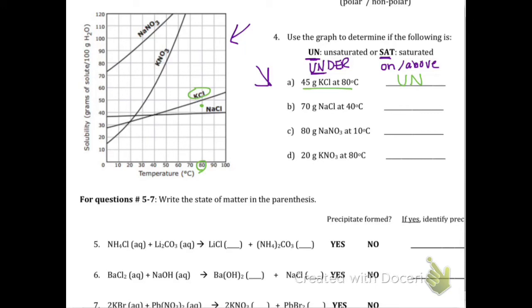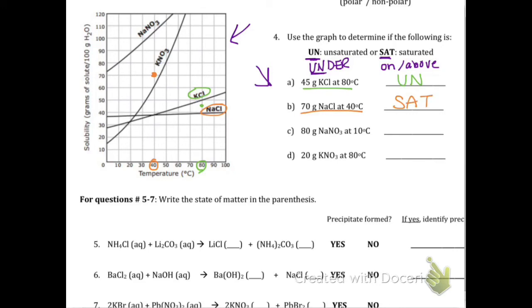Okay, next. 70 grams of NaCl at 40 degrees Celsius. So you're going to find 40 degrees Celsius. You're going to go up to 70, which is right here. Okay, but it wants NaCl, so you got to make sure you're looking at this NaCl line. It is way above the NaCl line, so this is saturated.